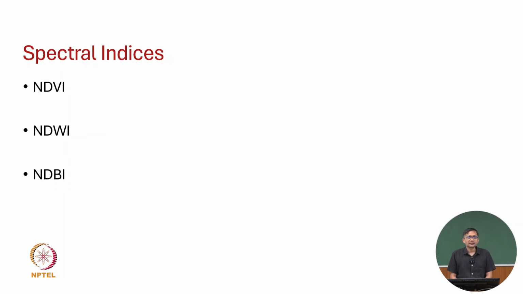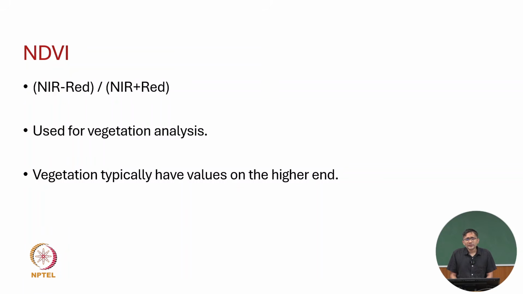There are many such spectral indices, like the normalized difference vegetation index, the water index, or the built-up index. So we are looking now at NDVI, the vegetation index, and we see that this is a combination of near infrared and red, these two particular bands. As the name suggests, this is used for vegetation analysis. Vegetation generally will have a higher value of NDVI.